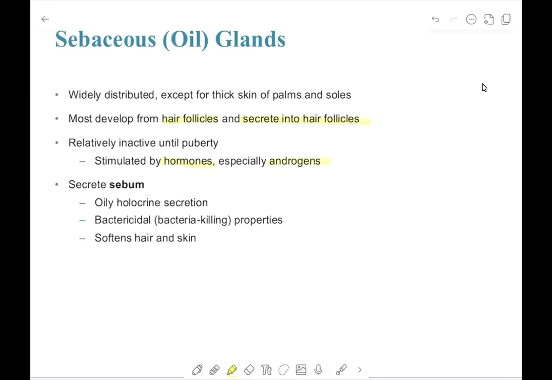They secrete sebum, and they are an oily, holocrine secretion. This sebum is bactericidal, which is good. It kills bacteria, and it softens hair and skin as well.